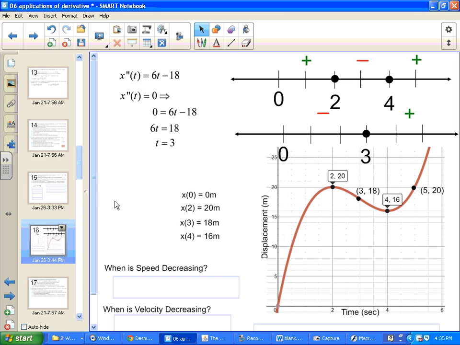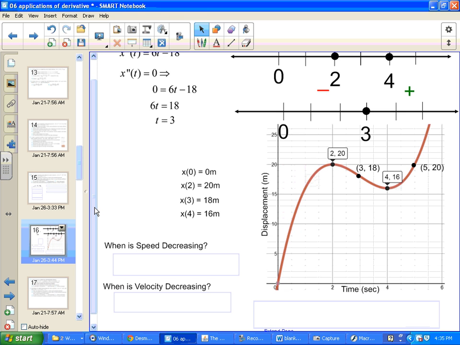And these are the remaining questions that I have to answer. When is the speed decreasing? Now, this is a tricky question because it's also asking when is the velocity decreasing. And a lot of people see velocity and speed as the same thing, but speed is irrespective of the direction, while velocity is talking strictly about the direction itself.